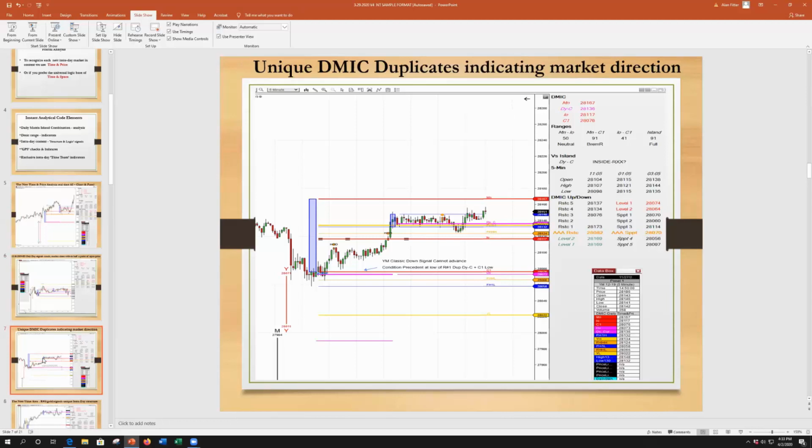This slide is a slide of the YM chart of 11/27. And in the YM chart, we see down here a duplicate. This is a duplicate between two DMIC code lines, the DYC code line and the C1 code line. This duplicate of DMIC prices can be a key barrier for the market.